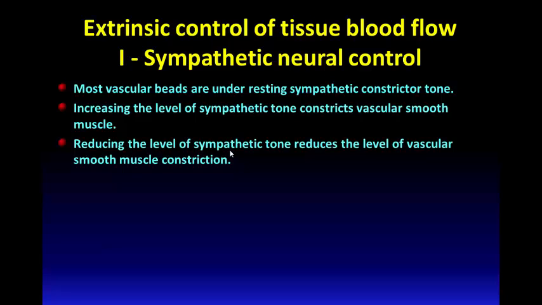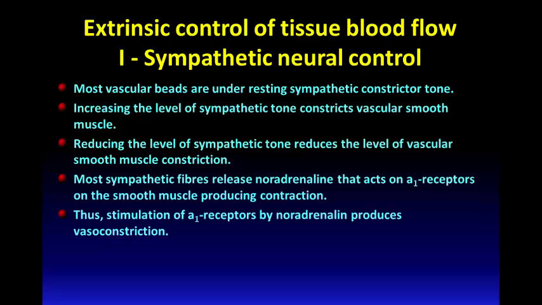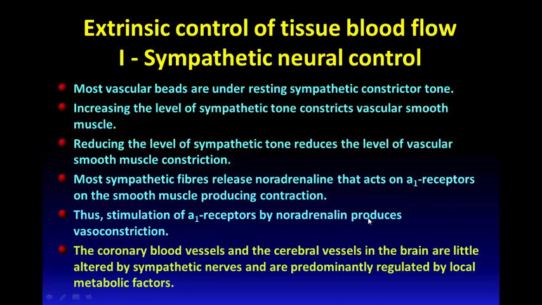have undergone dilatation. Most of the sympathetic fibers release norepinephrine, which acts on alpha-1 adrenergic receptors on the smooth muscle cells of the arterioles and the precapillary sphincters, producing contraction. Thus, stimulation of the alpha-1 adrenoceptors by norepinephrine produces vasoconstriction.